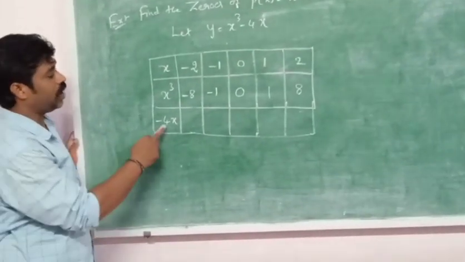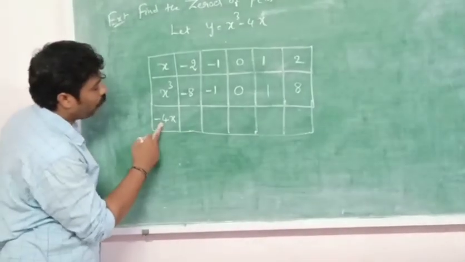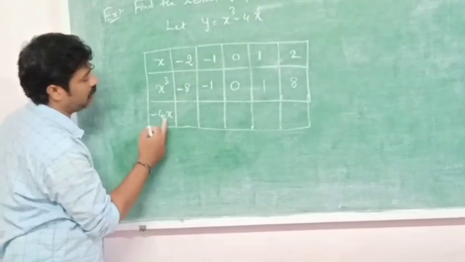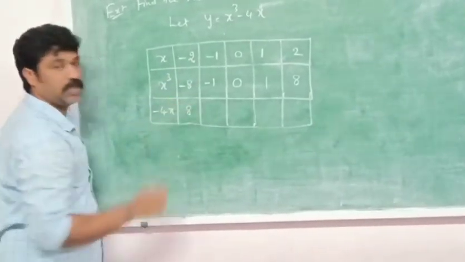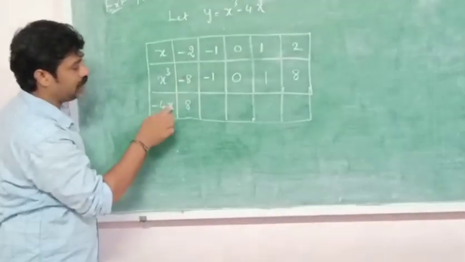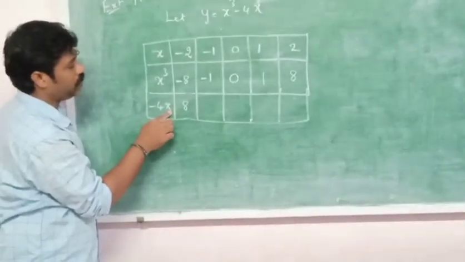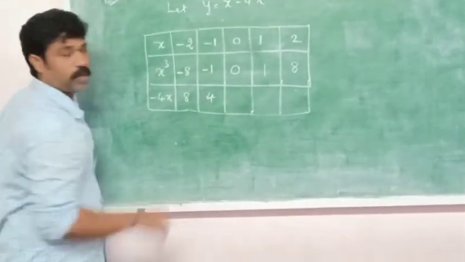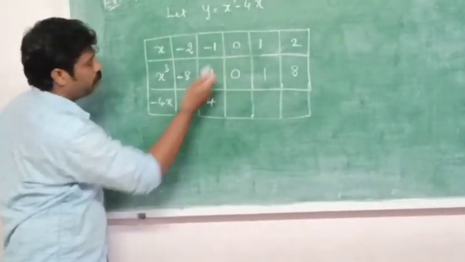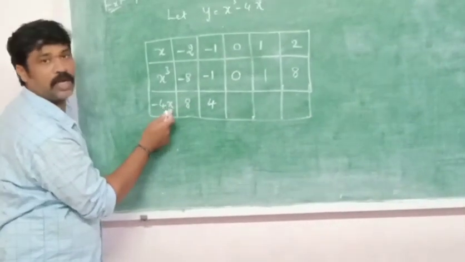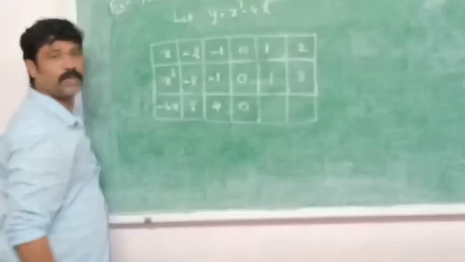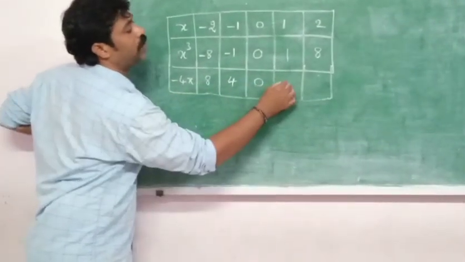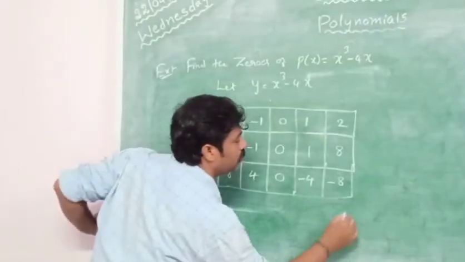Then in the second term, minus 4x is there. So minus 4 into x, which is minus 2: minus into minus is plus, 4 twos are 8. Then if you substitute x equal to minus 1, minus into minus plus 4 into 1 will get 4. If you substitute 0, minus 4 into 0 becomes 0. Similarly, if you substitute x as 1, minus 4 into 1 will get minus 4.